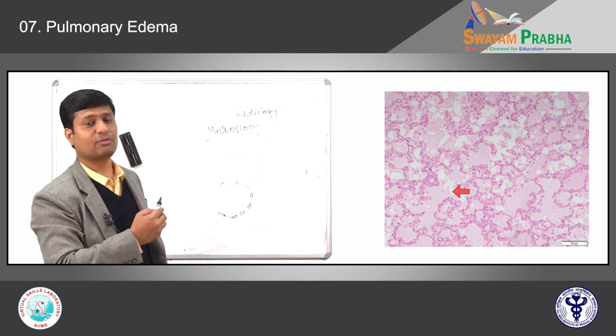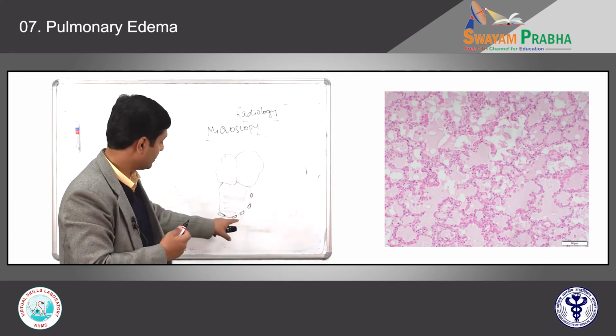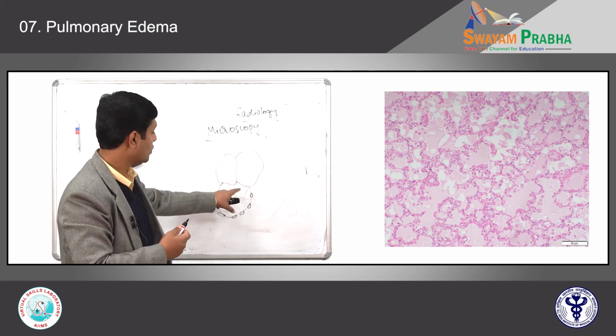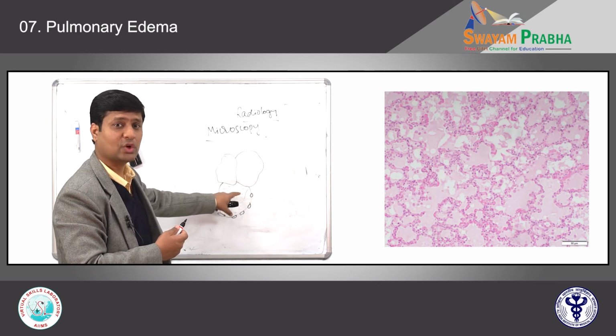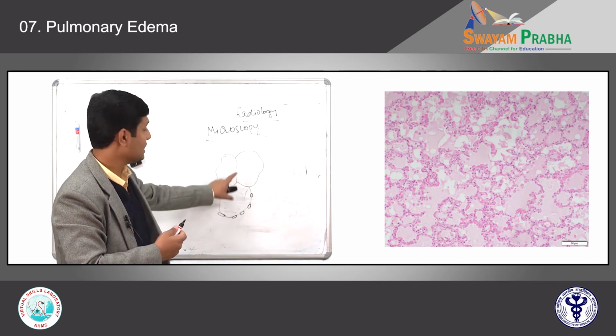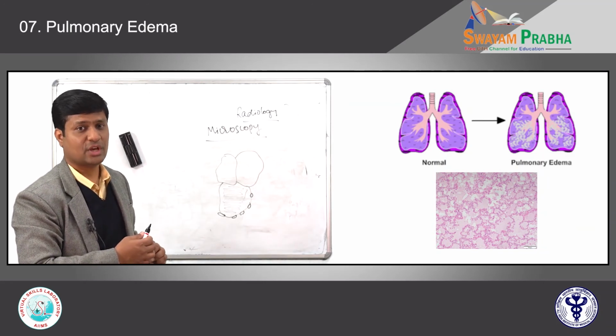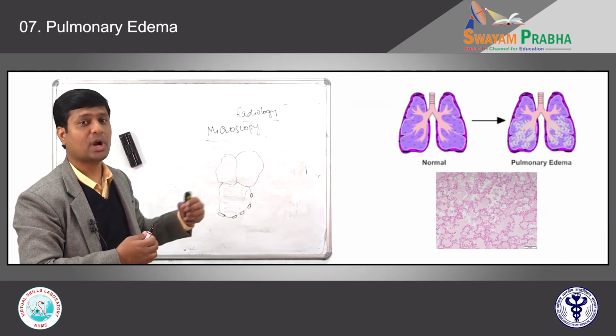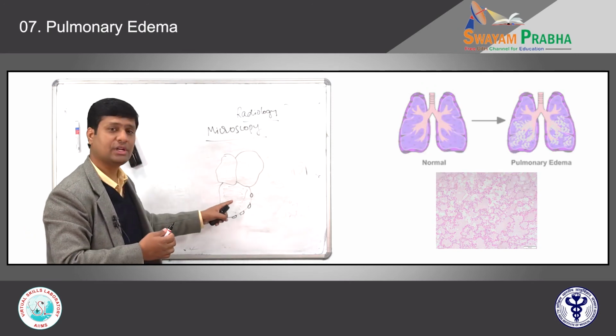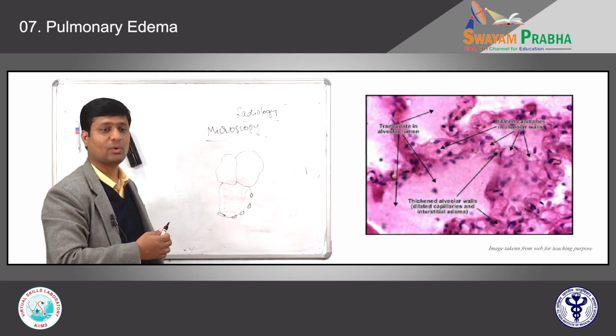In the initial stages, only fluid gets exuded from the interstitial capillaries, with very minimal or no cells in the alveolar lumen. These are the characteristic features of pulmonary edema in the initial stages when you see it under microscopy. What happens next? If you don't treat the cause at this stage, what all can happen?